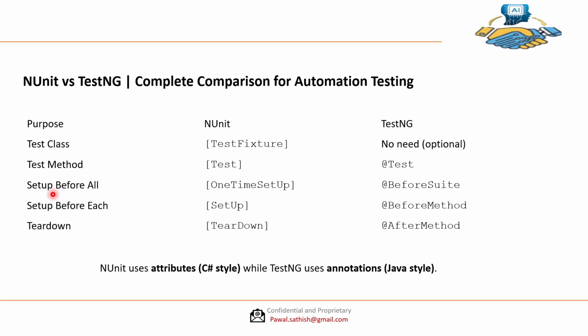In the same way, if you want to execute a setup before all the test methods, in NUnit we have the OneTimeSetUp attribute, whereas in TestNG we have the @BeforeSuite annotation. When we need to execute a setup before each test, we have SetUp and TearDown. In TestNG we have the @BeforeMethod and @AfterMethod annotations, so that it will execute after each method. As I mentioned, TestFixture is at class level in NUnit, whereas in TestNG it is optional. NUnit uses attributes, whereas in Java style these are called annotations.